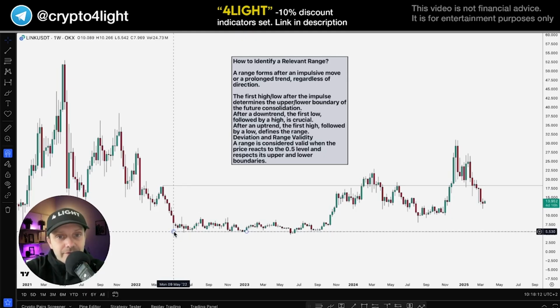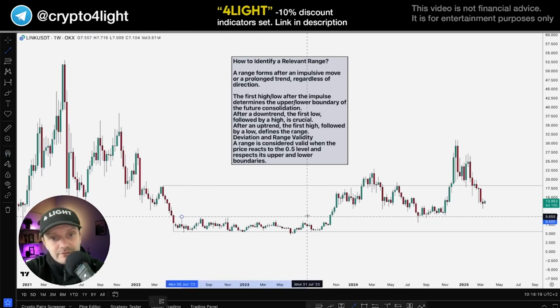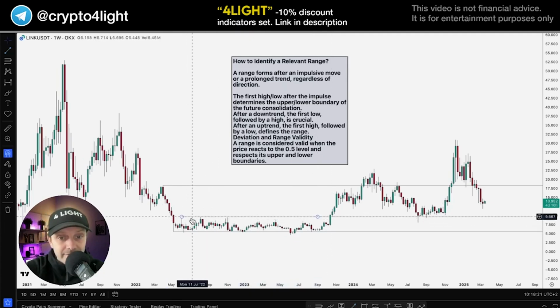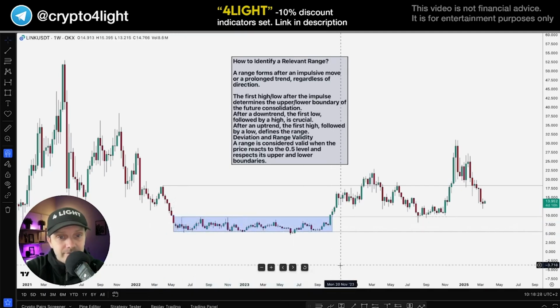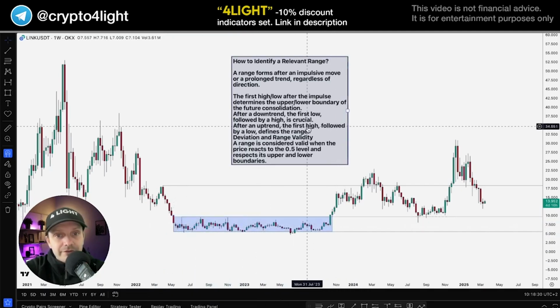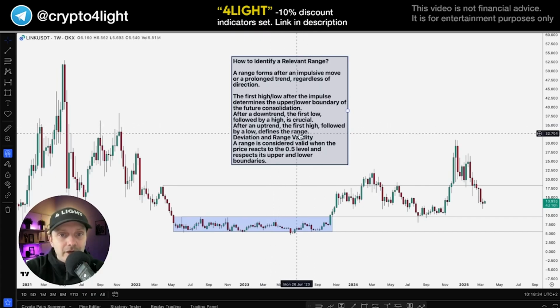After the downtrend, the first low followed by a high is crucial. Next, we form the high. So we bounce, and you can find out now, this is just a pure range. Let's mark it like this. Nice. After a downtrend, the first low followed by a high is crucial. After an uptrend, the first high followed by a low defines the range.